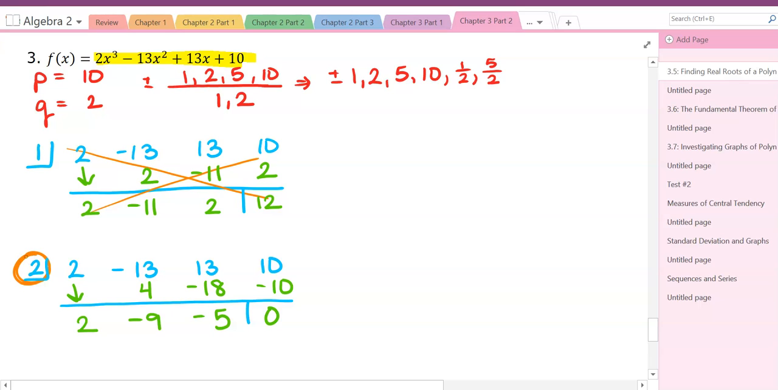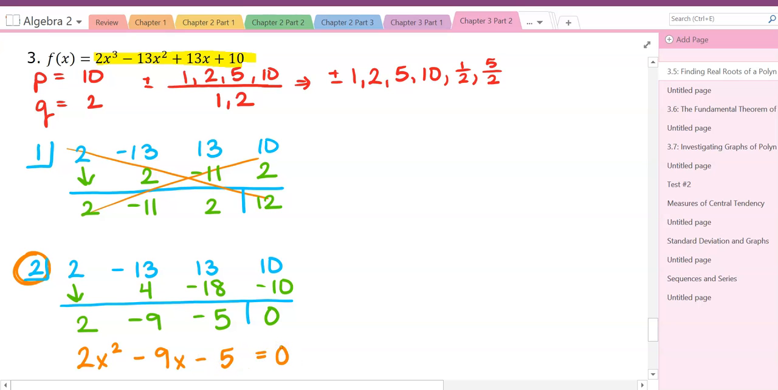Okay, so now what I want to do is find the other ones. So I first need to write this 2, this negative 9, this negative 5 as a new polynomial. Those are my new coefficients. So I start one less than my problem up here. My problem up here said x to the third. So I have to start with x squared. So 2x squared minus 9x minus 5 equals 0.